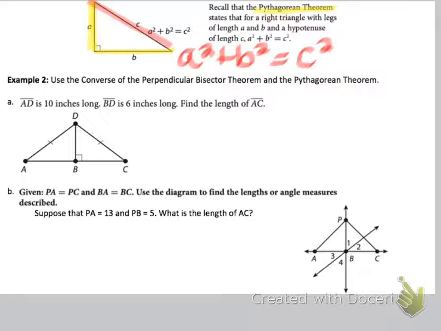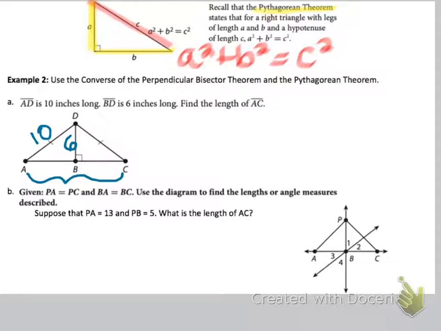Well, we can use that converse of the perpendicular bisector theorem and the Pythagorean theorem together to solve some problems. And let's take a look at some of those problems that we can solve using this. So this time we're given a drawing that looks like it could be a triangle with a segment down the middle, cutting it in two pieces. But we're told that AD is 10 inches long. So on this drawing, from A to D is 10. We're told that from B to D is 6, so B to D is right there. And they want us to find AC. So they want us to find this whole length right here.